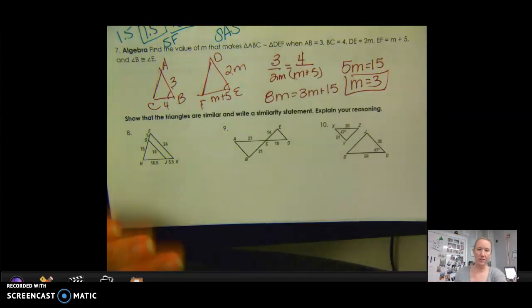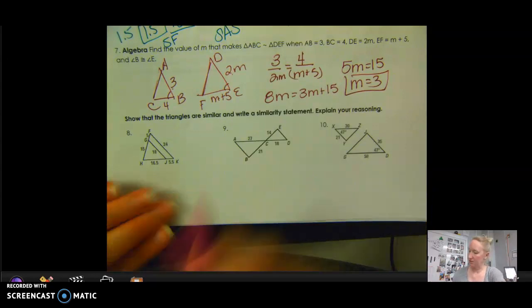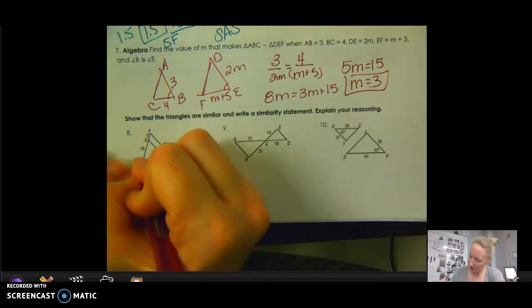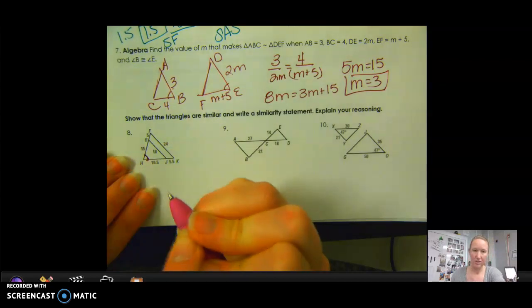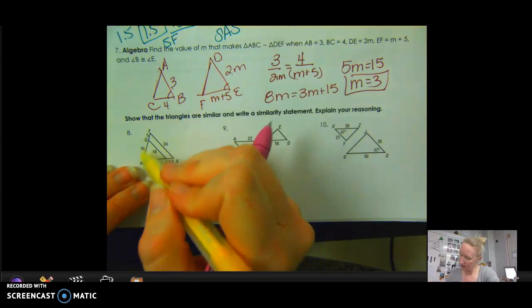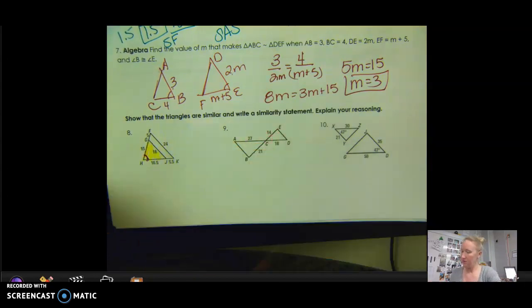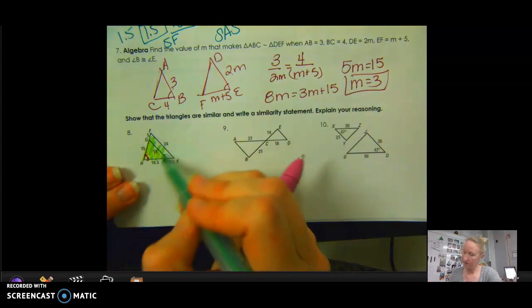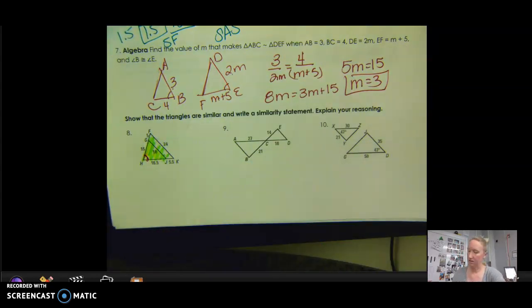Show that the triangles are similar. Write a similarity statement. So they haven't given us any angle measures. However, H is congruent to H. So we have a small triangle, which is this guy, right? But then we also have a larger triangle, which would be this guy. So those are the two triangles that they're saying are similar.